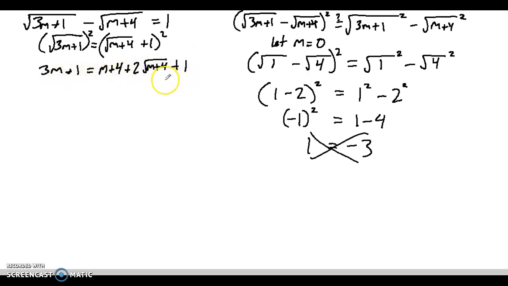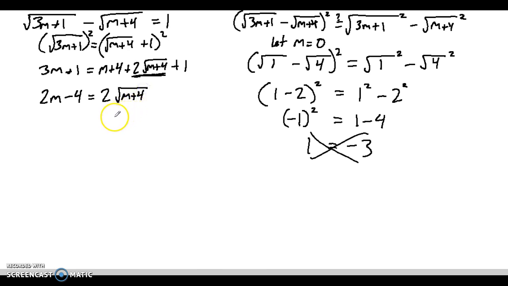So I'm going to have to go back and basically do what I did during that first one. I'm going to isolate the radical term, which means I'm going to subtract the m, subtract the 4, and subtract the 1. Luckily, that's not too hard. I subtract the m, I've got 2m. I subtract 1 from both sides, that goes away. So I just have to subtract the 4. 2m minus 4 is equal to 2 times the square root of m plus 4.